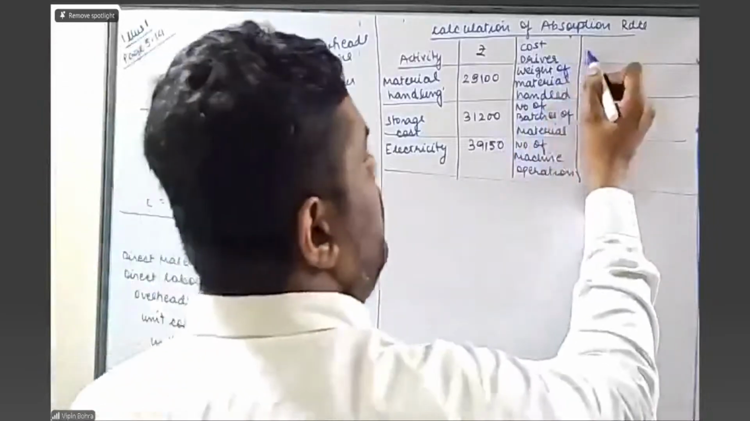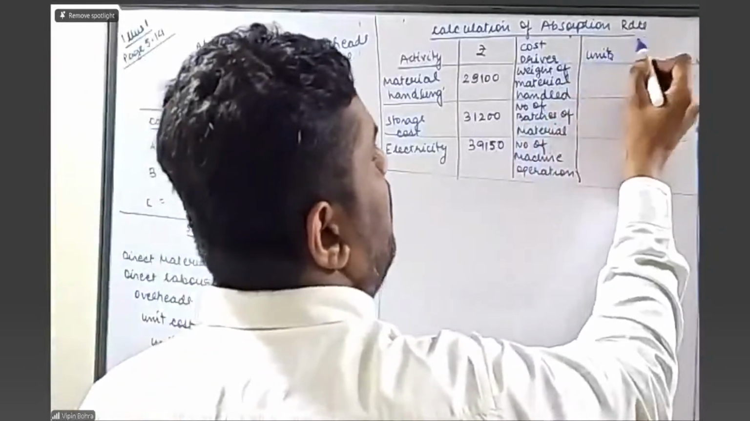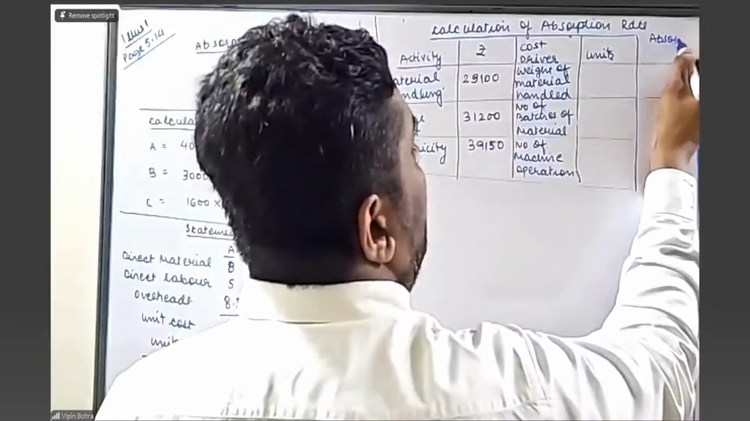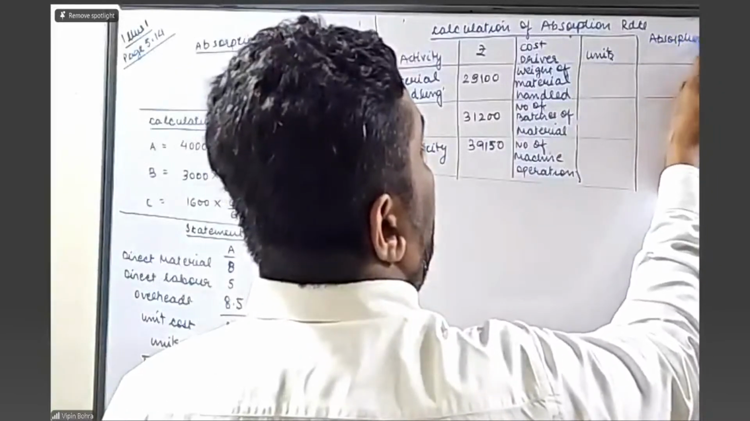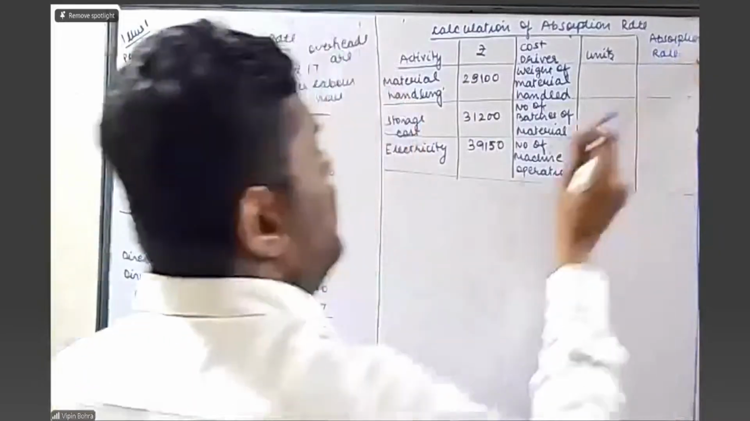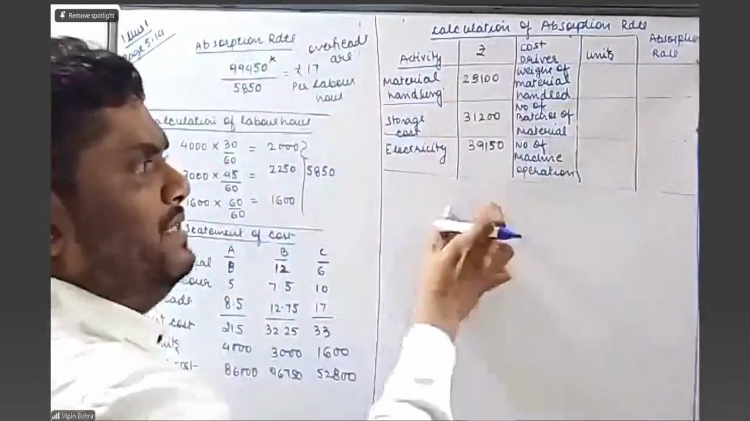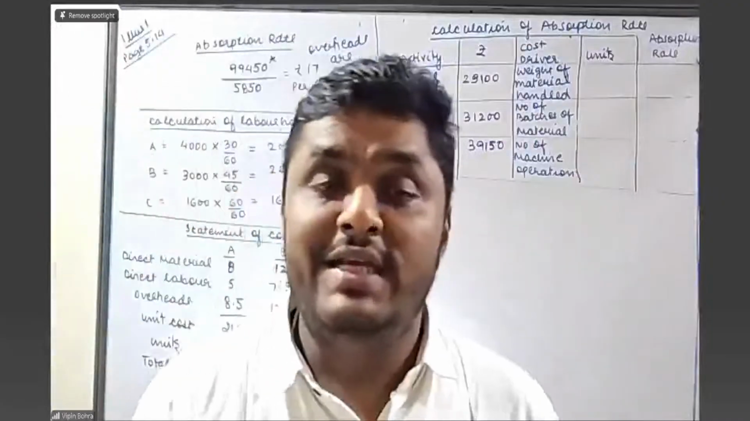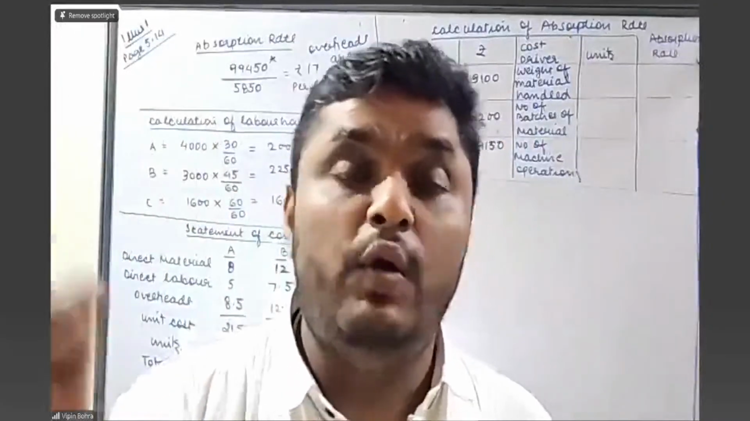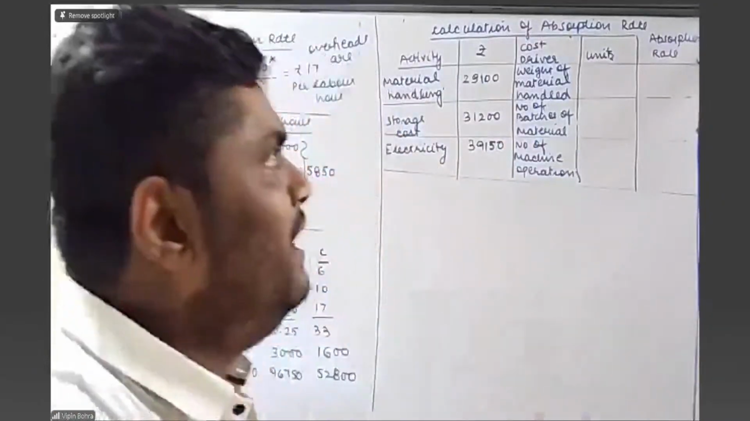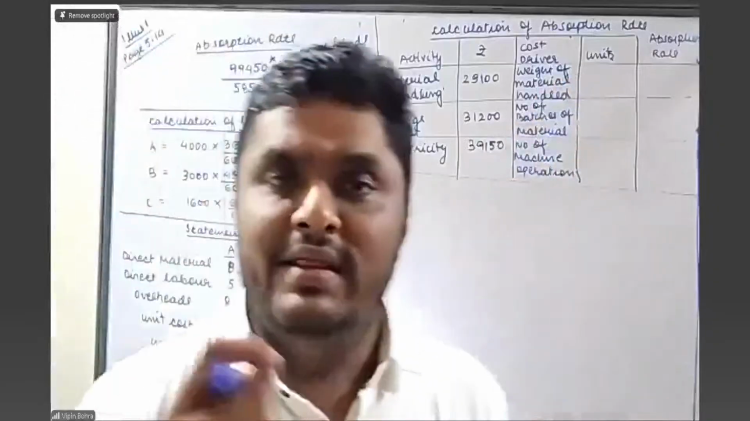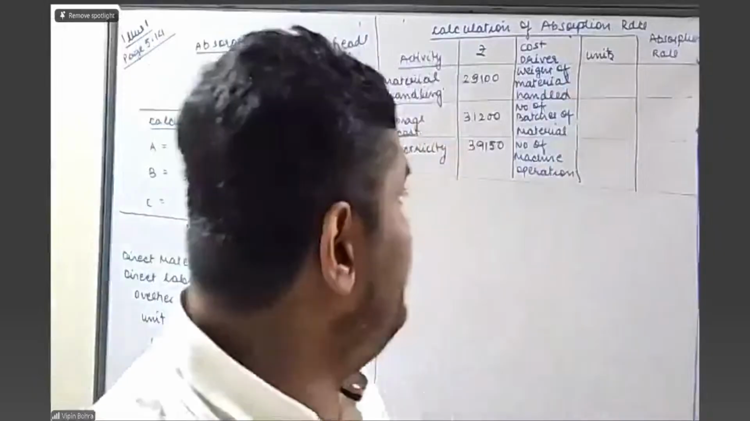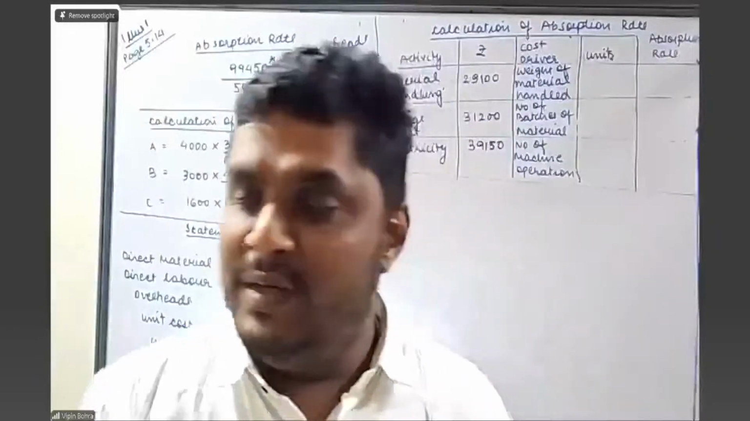So we have to calculate the units, and only then will we be able to calculate the rates. So these are the overheads, and these are the bases of absorption. Now we need to calculate the units. See, in traditional costing, we calculated the total labor hours. So herein we have to calculate 3 units: the first one is the weight of material, the second one is the number of batches of material, and the third one is the number of machine operations.